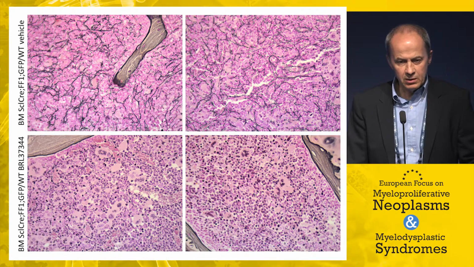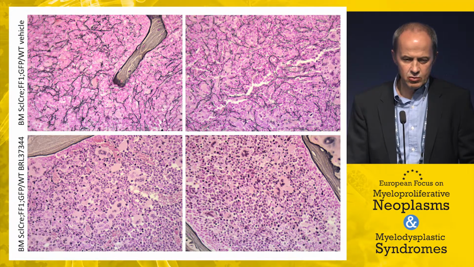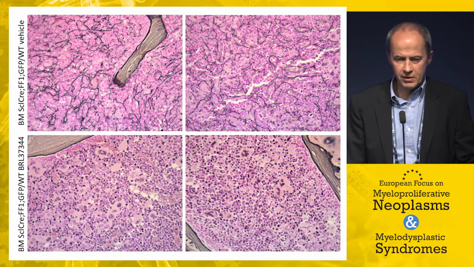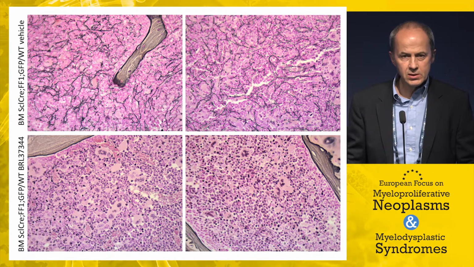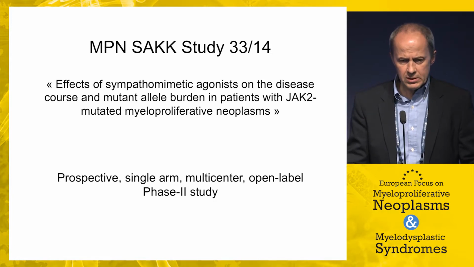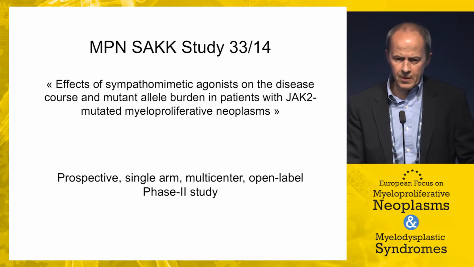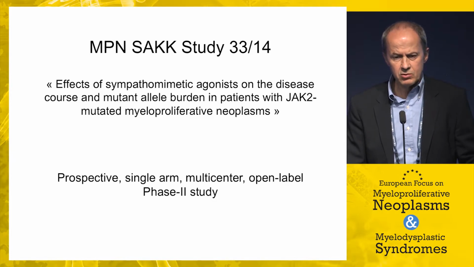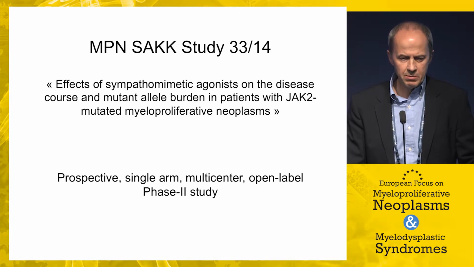Interestingly, the vehicle-treated group then developed, as expected, myelofibrosis, whereas the mice treated with the beta-3 agonist had a markedly decreased or almost no fibrosis. So this was the basis to design a clinical study, which we performed with the Swiss Study Group for Clinical Cancer Research. And we asked whether symptomatic drugs can have an effect on JAK2 mutated MPN.